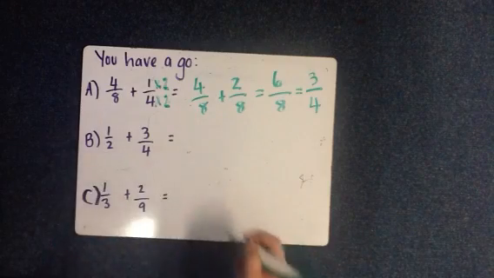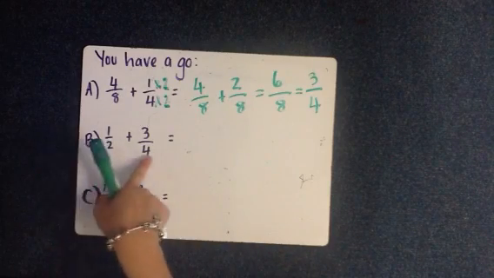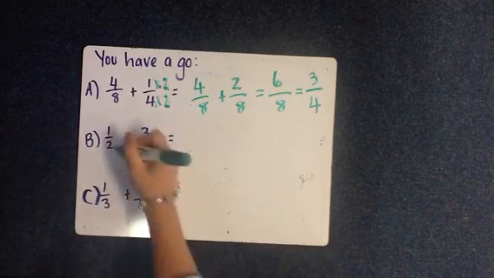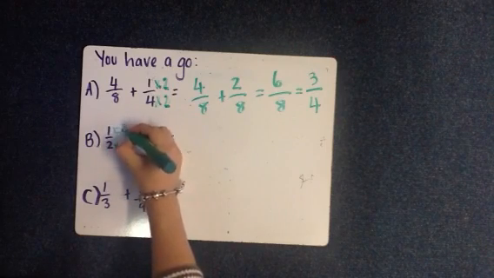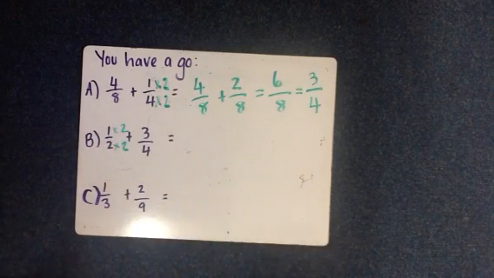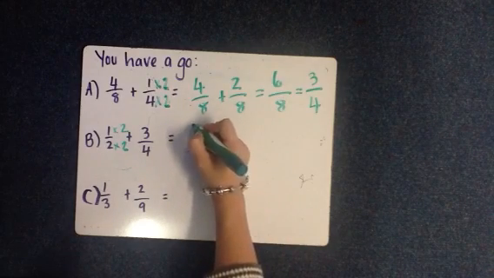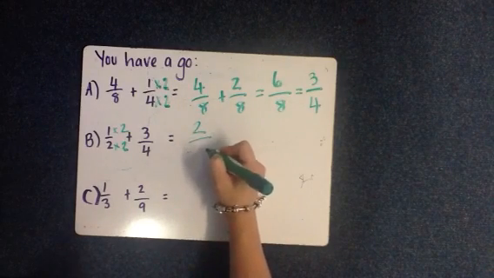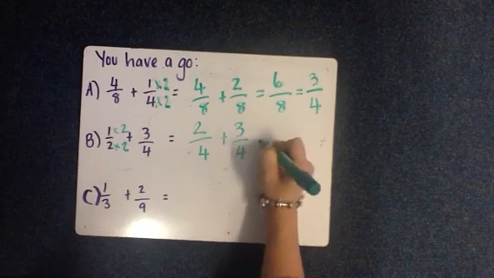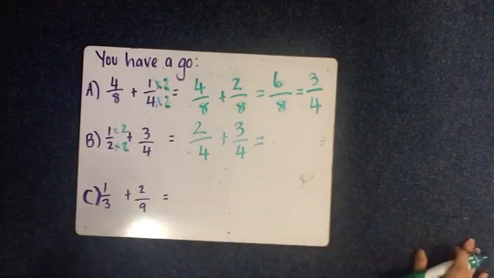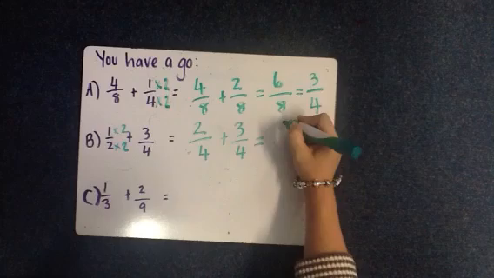Okay, B. I can turn 2 into 4 by multiplying it by 2. Whatever I do to the bottom number, I have to do to the top number. 1 times 2 is 2, 2 times 2 is 4, plus 3 over 4 equals an improper fraction of 5 over 4.